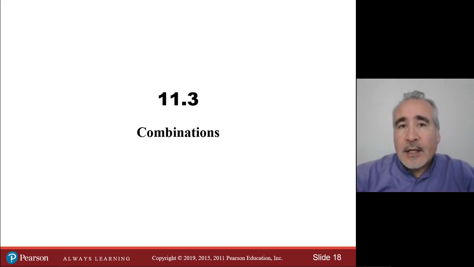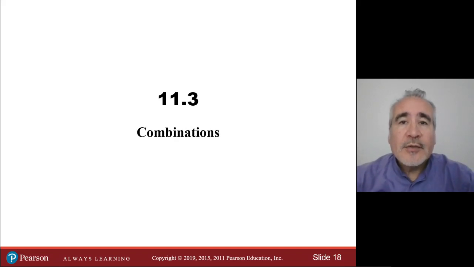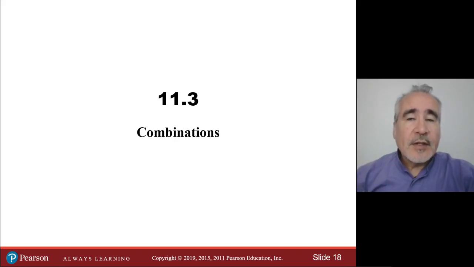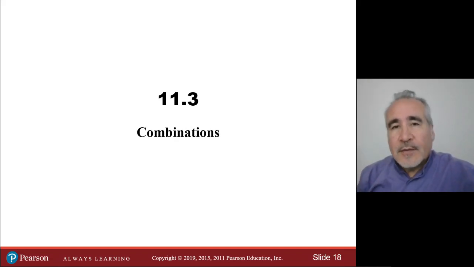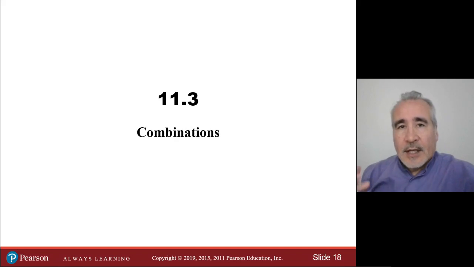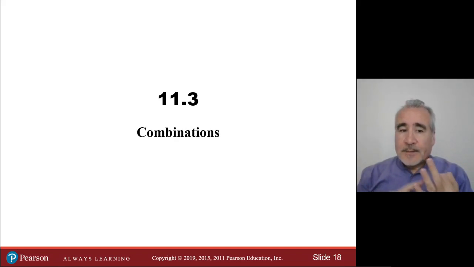So hopefully you had good success with 11.2 with permutations, working through them. And if you did, then this one on combinations is going to be pretty straightforward because it's basically doing the same thing except with one slight change. We're going to divide out the number of repeats that are caused by the difference between order being important, first, second, third finger, and order not being important.